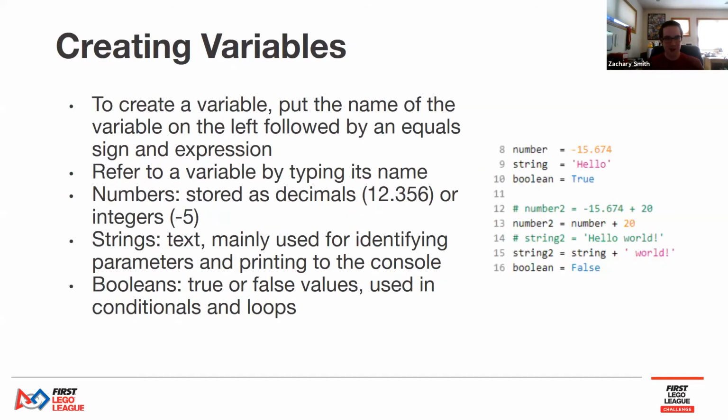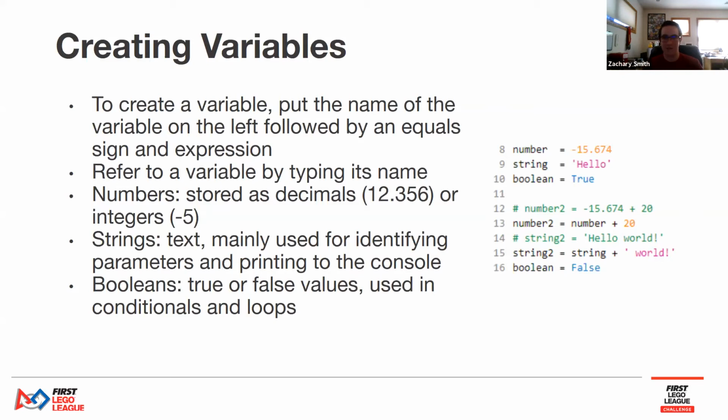So to create variables, all you have to do is put the name of the variable on the left-hand side, followed by the equal sign and an expression. You refer to a variable by typing its name. So on the right-hand side, you can see a couple of different examples of what that means. We have a number, which is going to be equal to negative 15.674. Because we are programming in Python, remember that we don't have to worry about declaring the variable type like you might have to in Java or C.